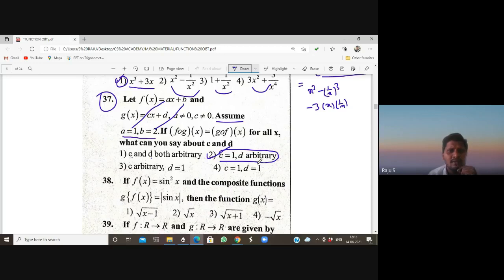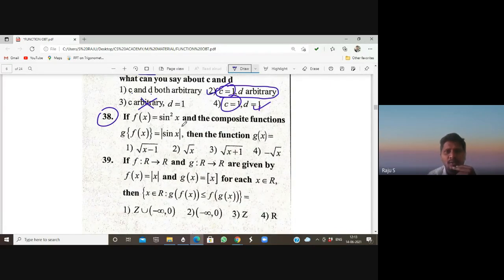D is arbitrary, so this is obviously correct. This is wrong, C is not arbitrary. C must be equal to 1, so the fourth option is also correct. But the thing is, D is any value, not only 1. You can take 2, 3, 4, up to plus infinity or minus infinity, any value. When C is equal to 1, it will be satisfied. Okay, right, next.